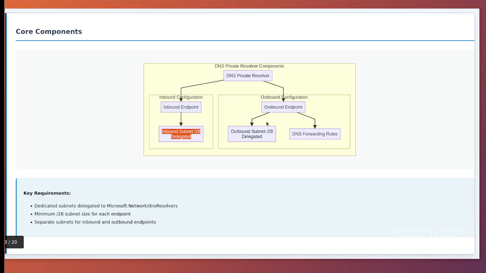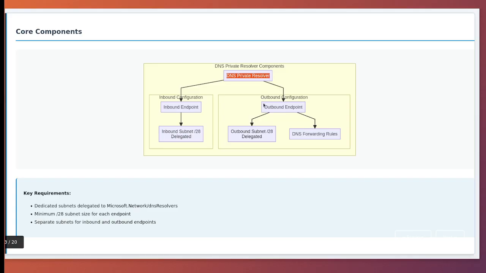The outbound endpoint also needs its own delegated subnet, separate from the inbound subnet. This separation is by design. It provides network isolation and allows for independent scaling and management. The outbound endpoint is where you'll attach your DNS forwarding ruleset, which contains the logic for routing queries to specific DNS servers. The DNS forwarding ruleset is a container for your forwarding rules.